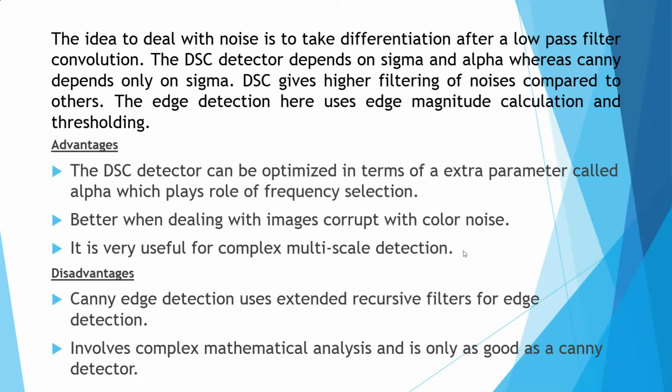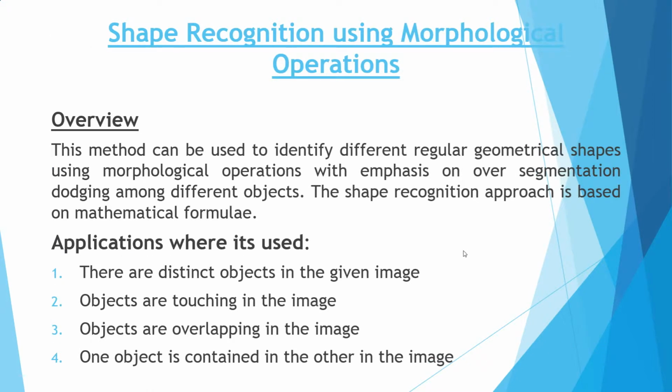Some disadvantages are that Canny edge detection uses extended recursive filters, but this uses the normal Shannon's ideal low-pass filter. This also involves complex mathematical analysis and is only as good as a Canny detector.